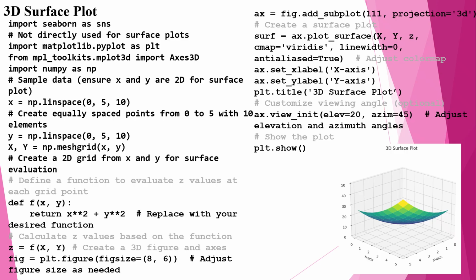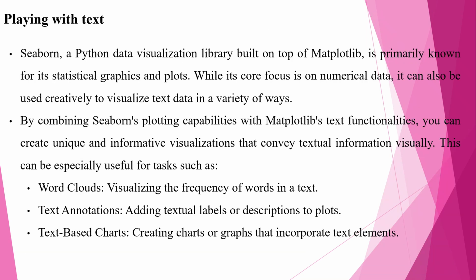A 3D plotting area is created using fig.add_subplot with projection set to 3D. The plot_surface function is used to generate the surface, and the cmap parameter applies a color gradient to represent different height values. Axis labels and a title are added for clarity, and the view angle is adjusted using view_init to improve visualization. Finally, plt.show displays the 3D surface plot.